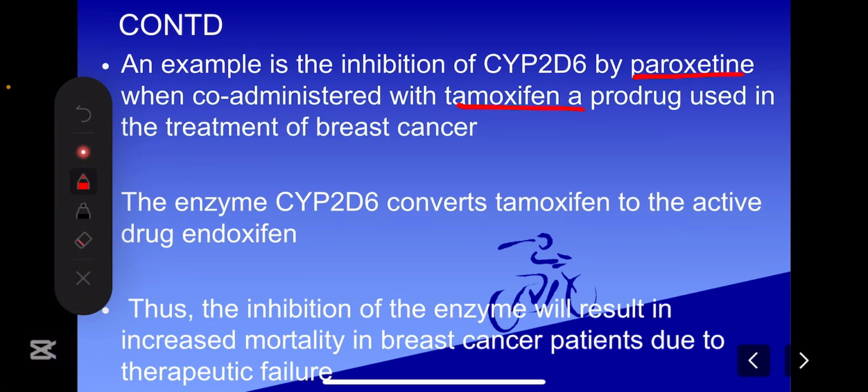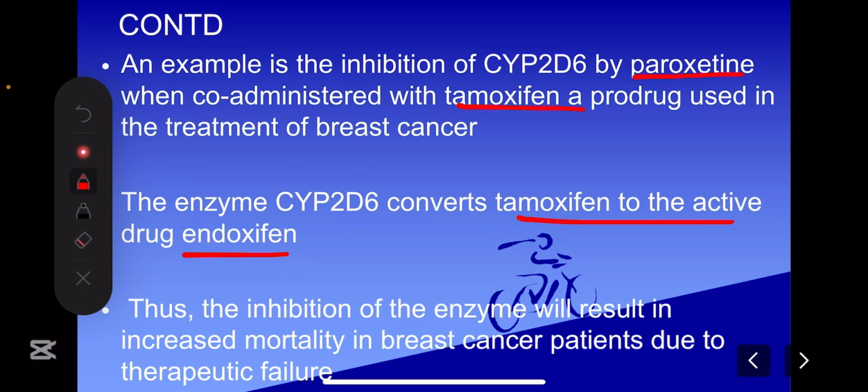It needs to be converted from tamoxifen to its active form, which is endoxifen. So if you give an inhibitor and tamoxifen, that inhibitor will prevent cytochrome P450 from acting on tamoxifen. It's cytochrome P450 that is supposed to convert tamoxifen to endoxifen, its active form. When that is inhibited, tamoxifen will not be converted to endoxifen, and there is therapeutic failure. The woman who has breast cancer is not solving her problem. So just look at the sequence.